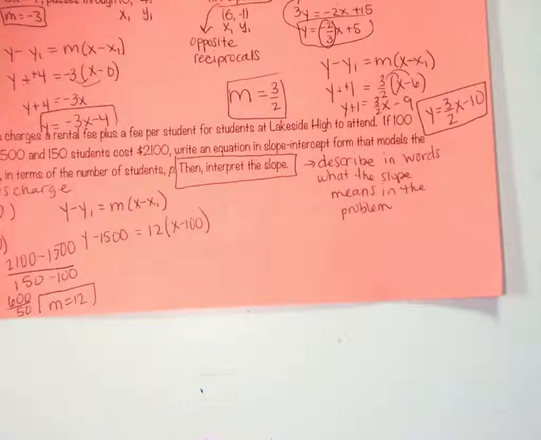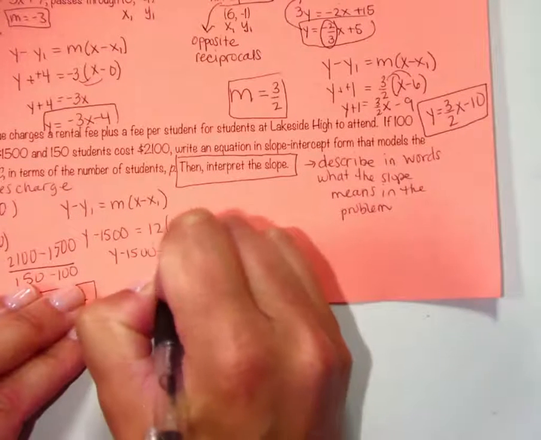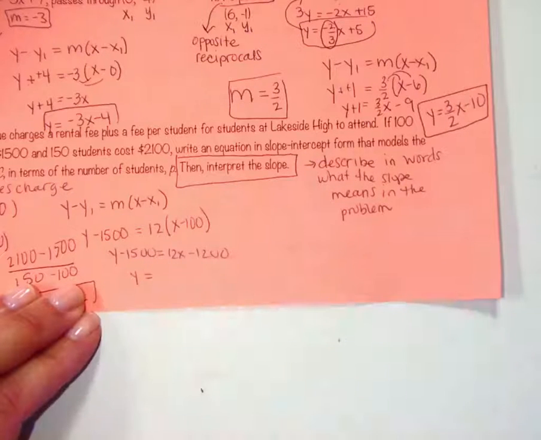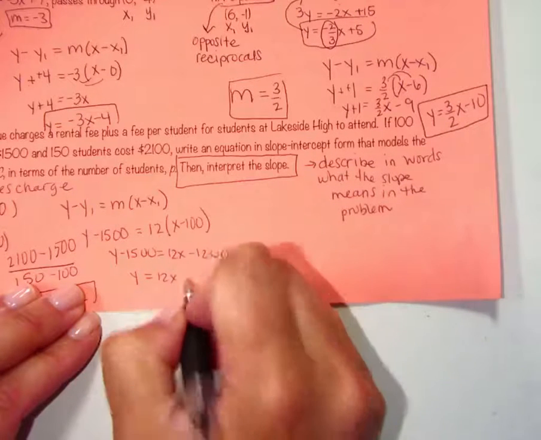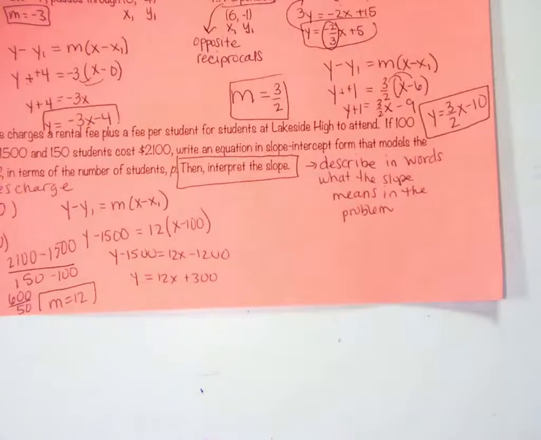Okay. So once we distribute that 12 and then add the 1500, y equals 12x plus 300. Now, we're going to start getting a little pickier here. What variables did they ask you to use?